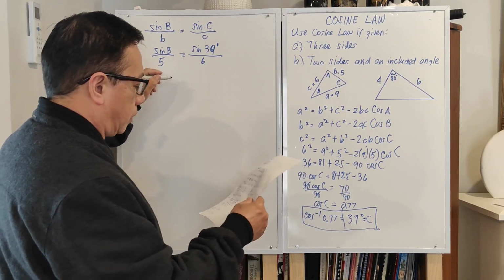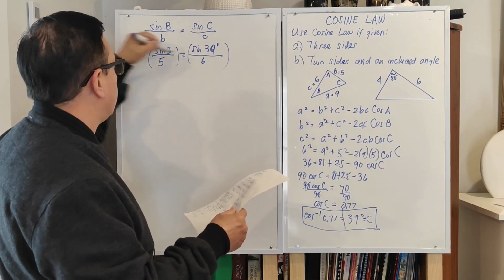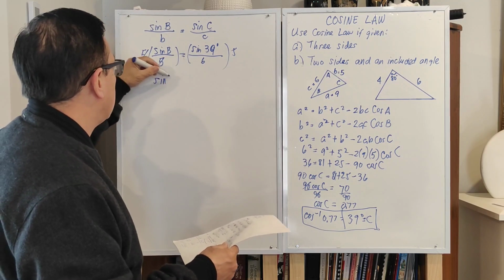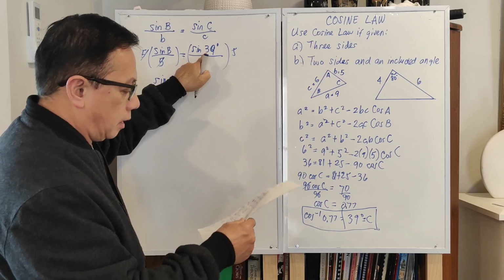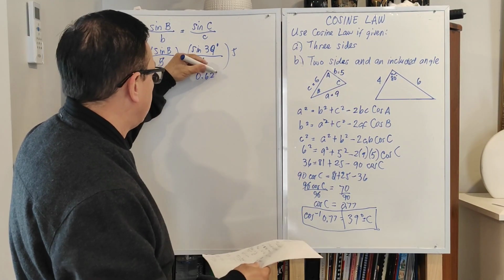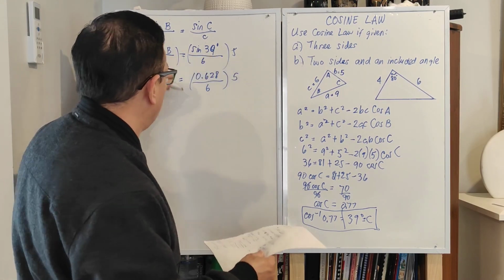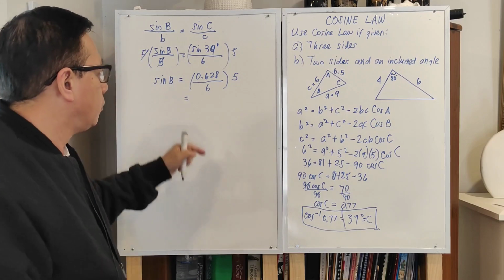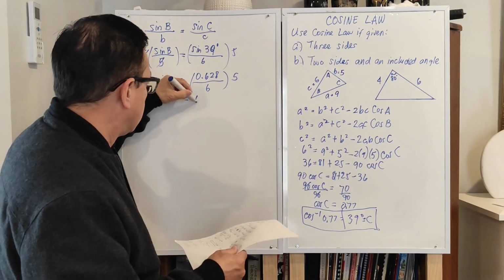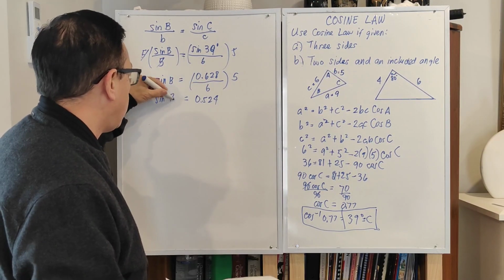So we multiply 5 on both sides to remove 5. So 5 will cancel out. So sine B is equal to sine of 39 degrees, which is 0.628, over 6 times 5. So if you multiply 0.628 times 5 divided by 6, you will have 0.524. So that is your sine B.